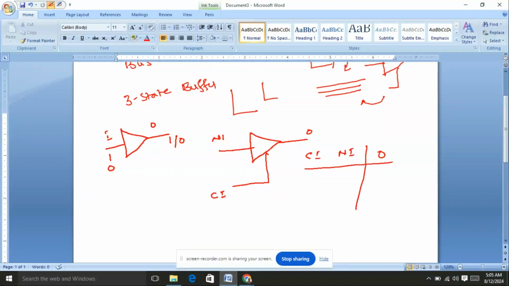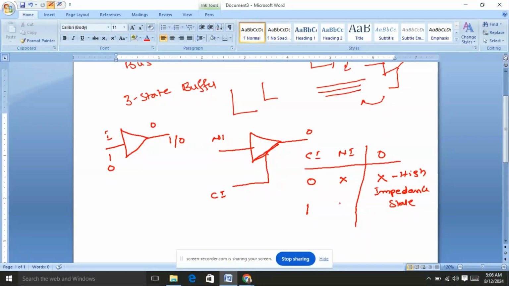Actually, when the CI, the control input, is 0, whatever input you give, it is not going to produce any output. This condition is known as the high impedance state. That means this circuit is like an open circuit. That means the input is disconnected from the output. The simple logic.